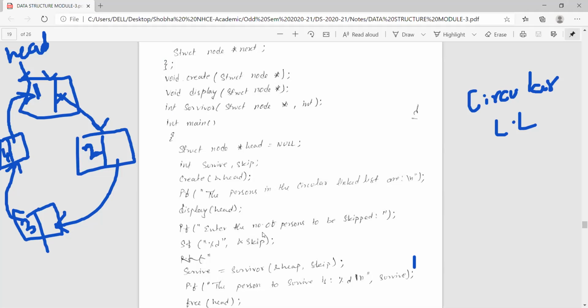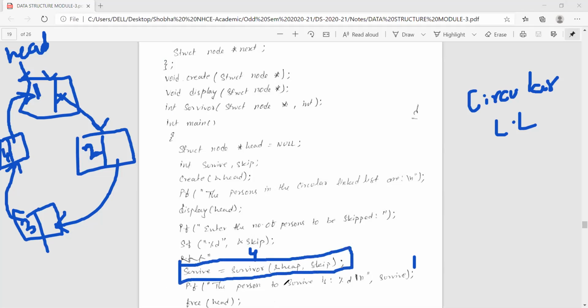After displaying, enter the number of person to be skipped. In our example previously, what we discussed, it was 4. So 4th person should be skipped. Like that you are skipping, right? And then this is the function call that you are making to get the leader. So survive is a variable, means this function will return something which is being held in this variable survive. That is nothing but the leader will be returned.